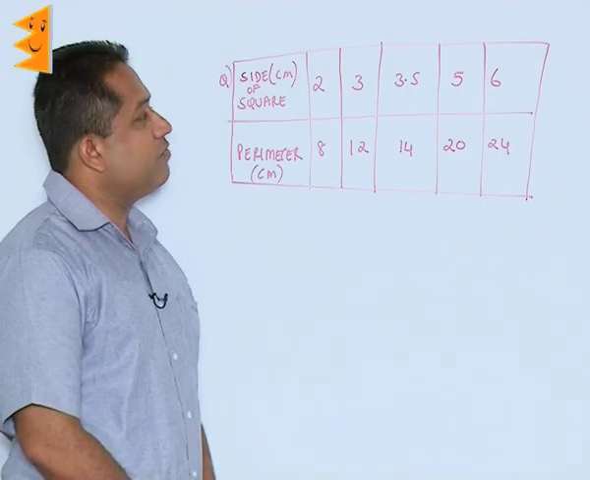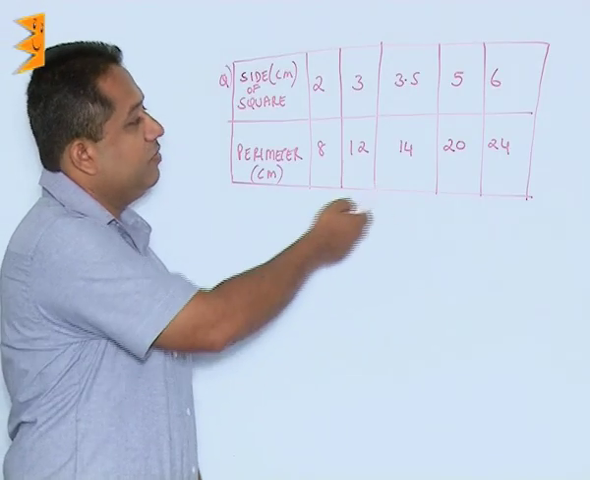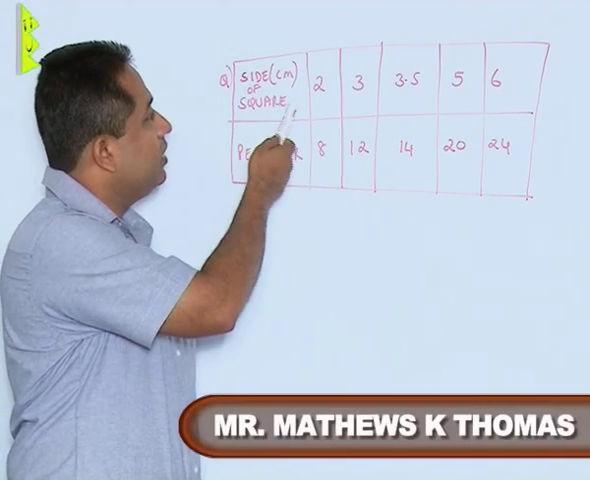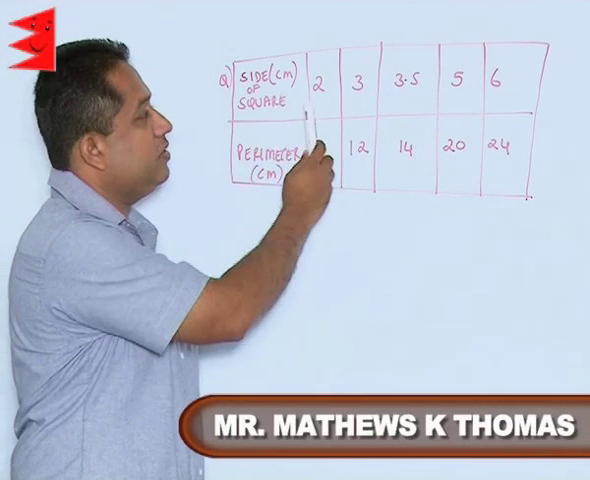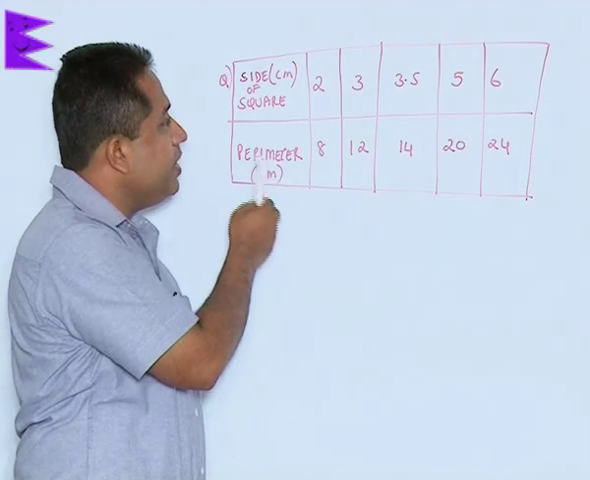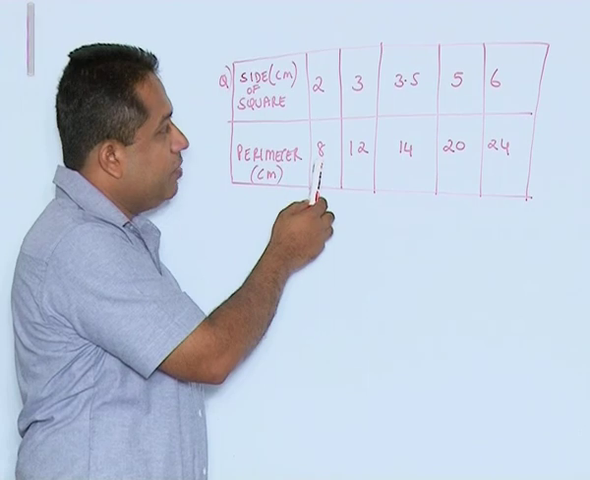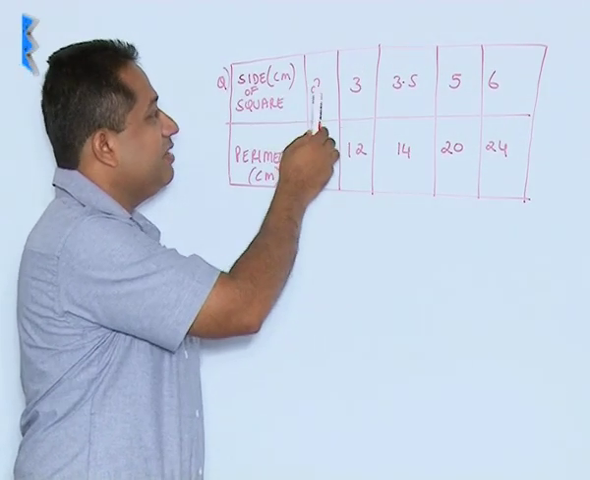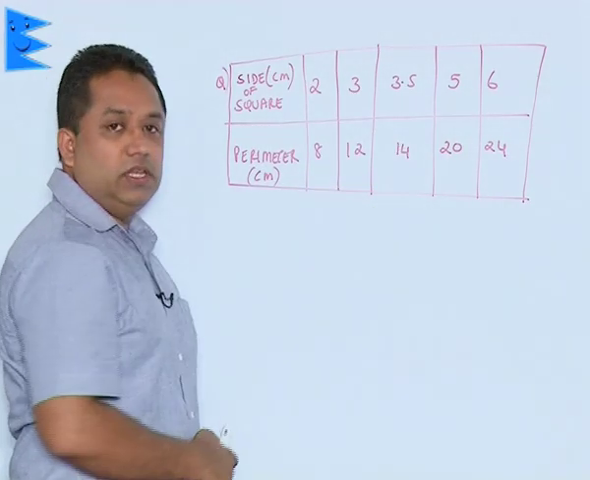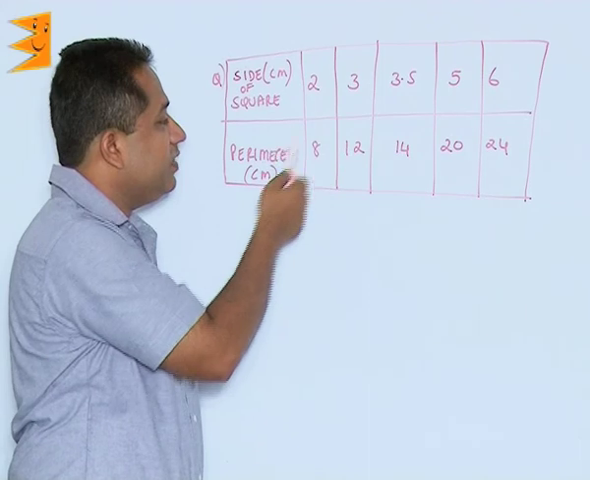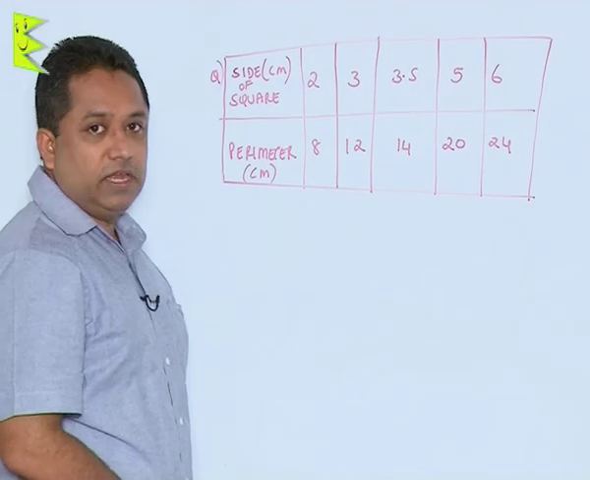In this question, we have to draw a graph with some data that is given to us. Now, this is the side of a square in centimeters: 2, 3, 3.5, 5 and 6, and this is the perimeter of that square. The perimeter of the square is 8, 12, 14, 20 and 24. Obviously, when the side is changing, the perimeter will change, because perimeter is 4 into side. So, as the side is increasing, we find that the perimeter is also increasing.